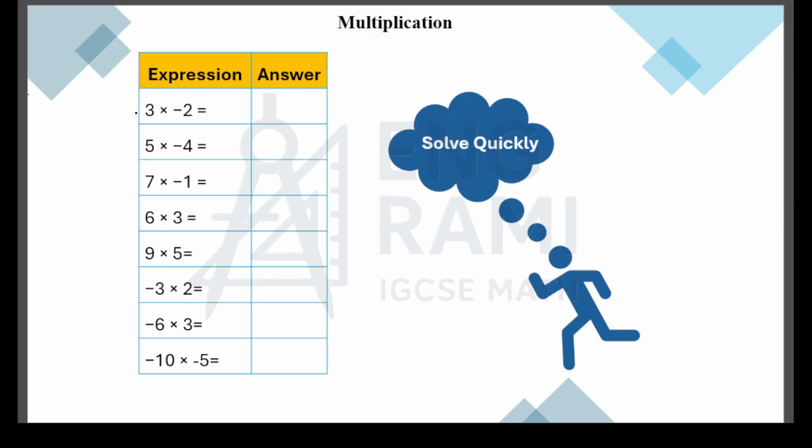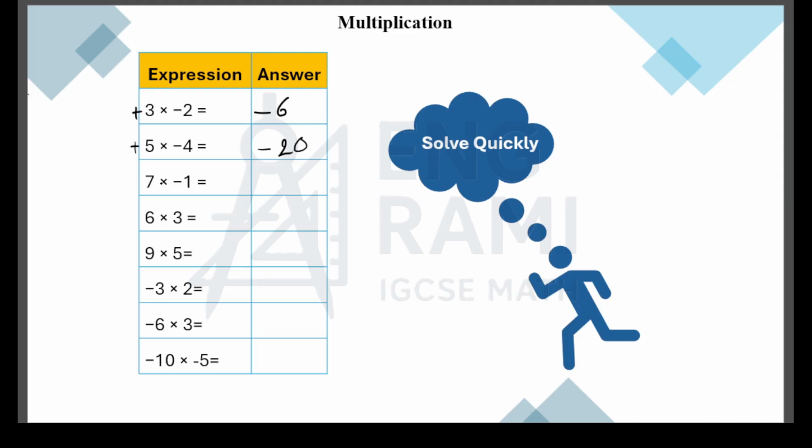As you can see, the first one is positive. There is a hidden positive: positive 3 times negative 2. Positive times negative equals negative, different signs. 3 times 2 equals 6. So the answer is negative 6. The second one is positive times negative, also negative. 5 times 4 equals 20.